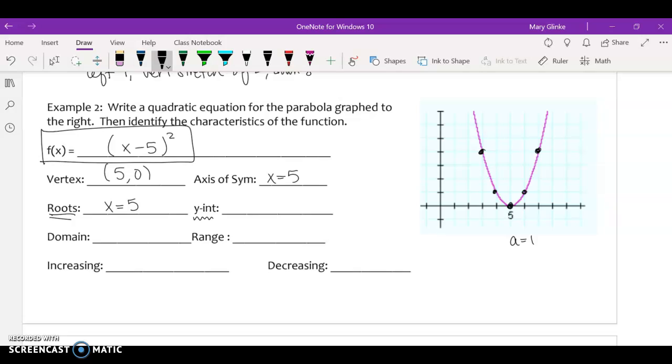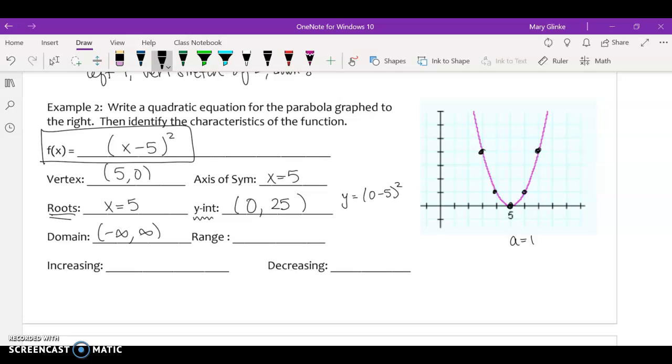My y-intercept is not on the graph. Now that does not mean that it doesn't exist. You will still get a y-intercept. So what we're going to do is we're going to plug in 0 for x, because it's always going to be 0, something, and solve. So when we do 0 minus 5 and then square that, we should get 25 for my y-intercept.